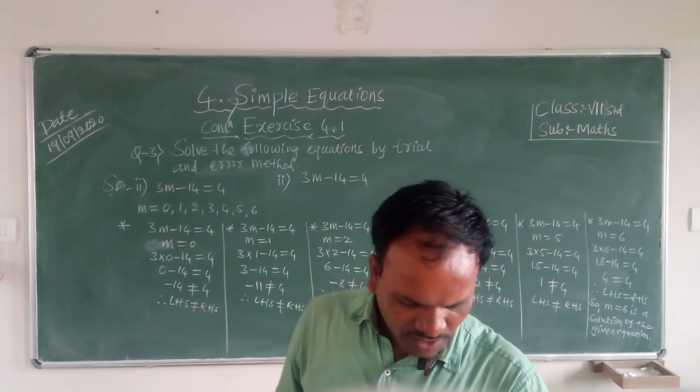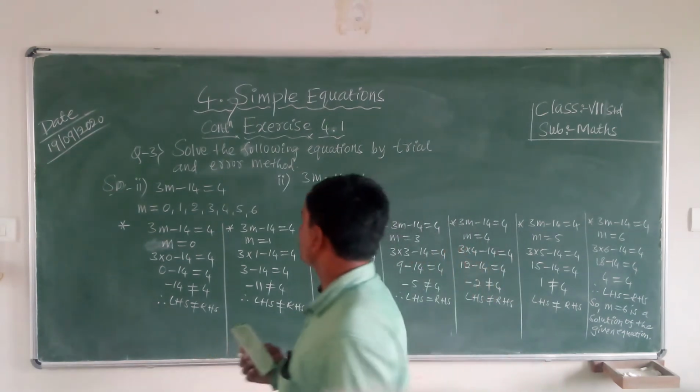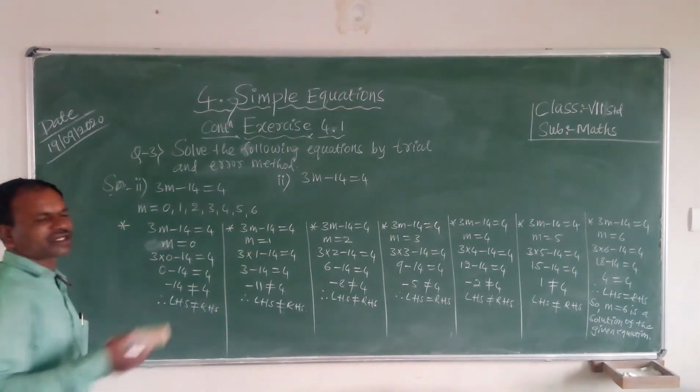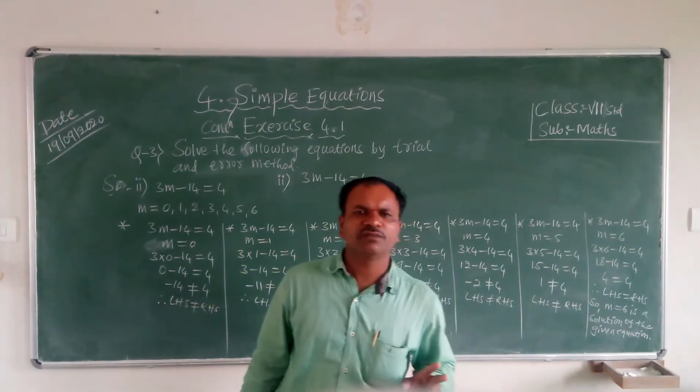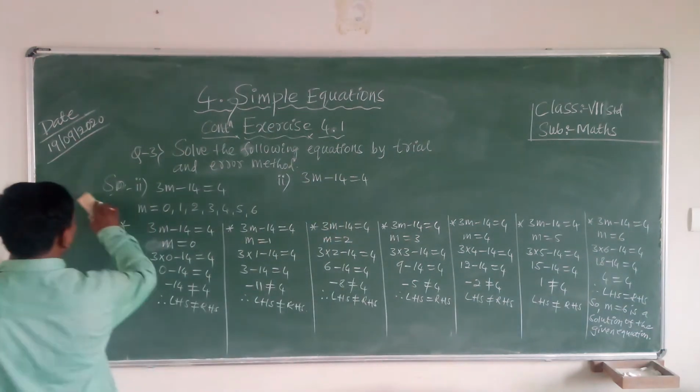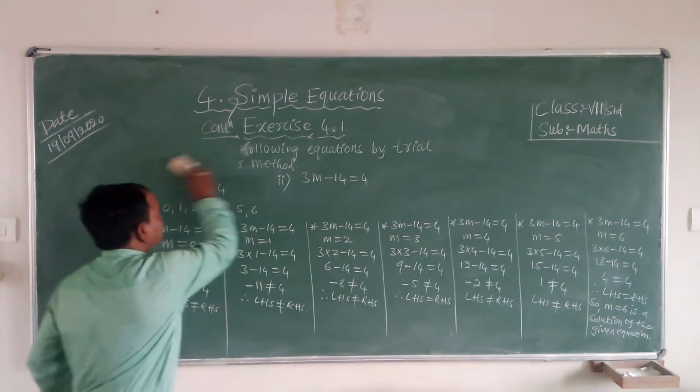Okay. Now next, fourth question is there. See here, I understood this trial and error method. This is very important for a 3 mark question. 3 mark question is there. Okay. Now fourth question.